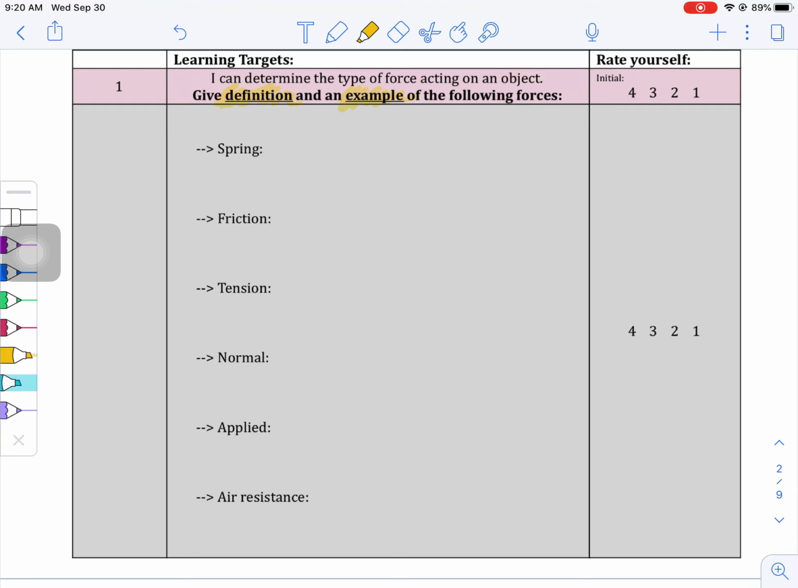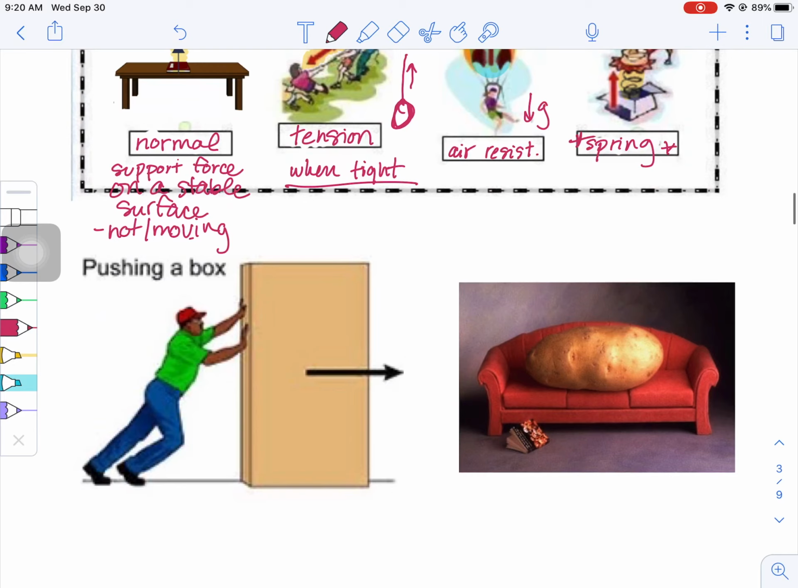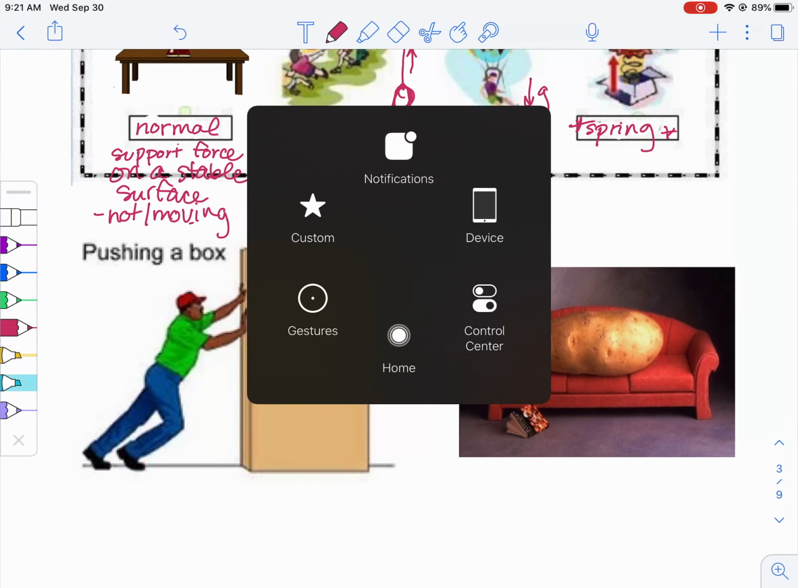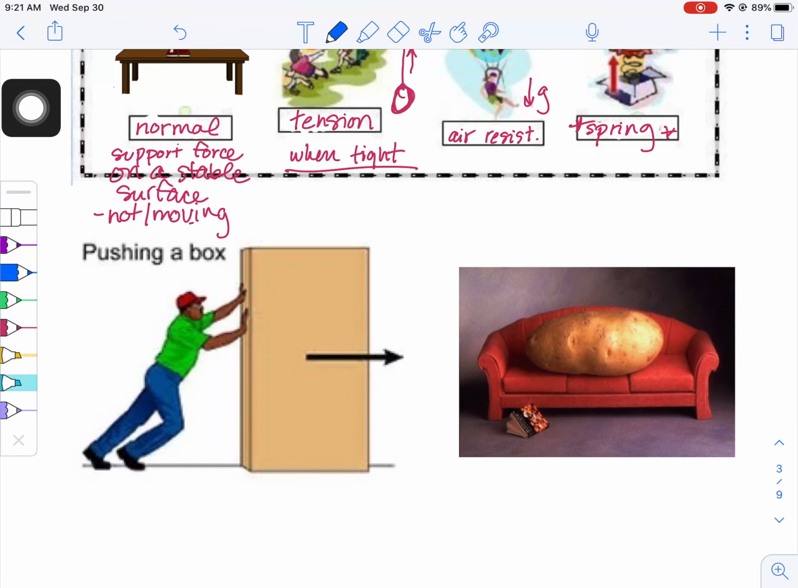I do appreciate those of you that had your definitions and examples color-coded a little bit, so maybe highlighted so they kind of stood out and were differentiated. And it's always good to have maybe more than one example so you don't just kind of get stuck on one thing. So when we're thinking about seeing these in real life, we want to be able to label them out. So here we've got pushing a box.